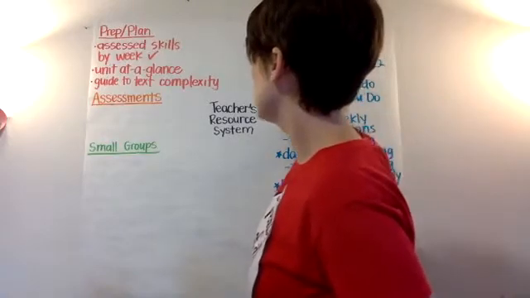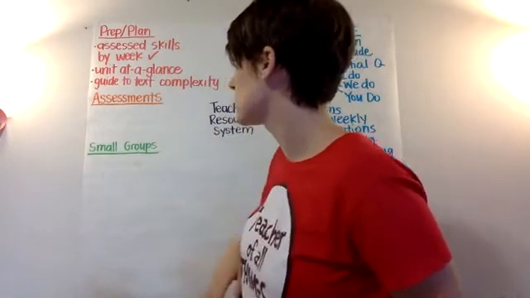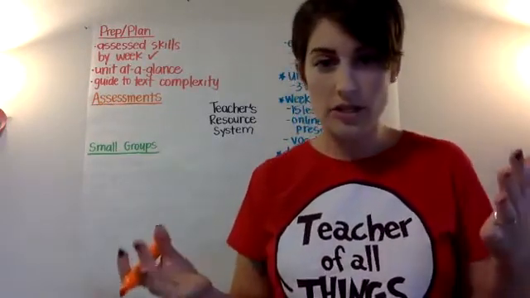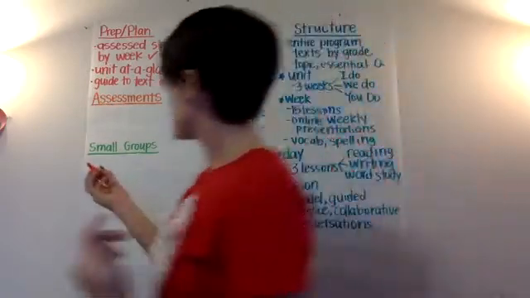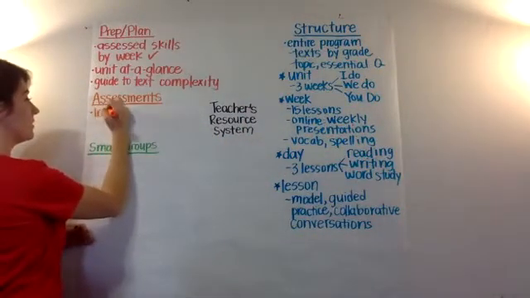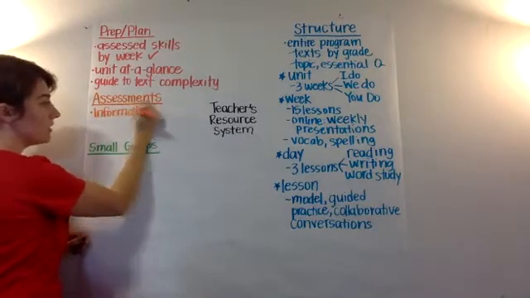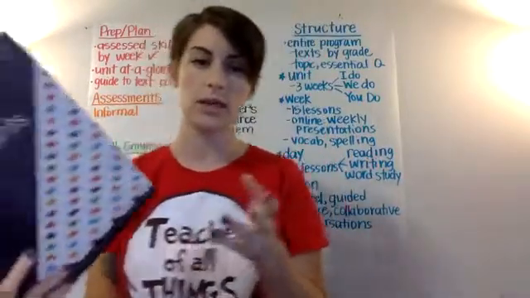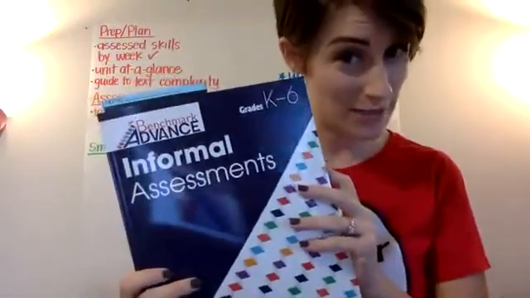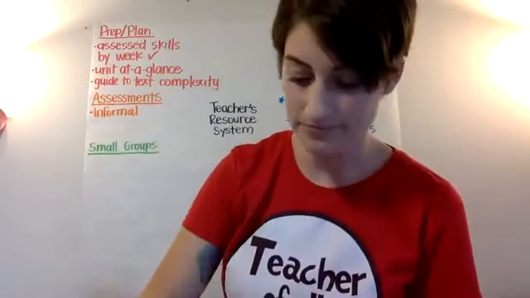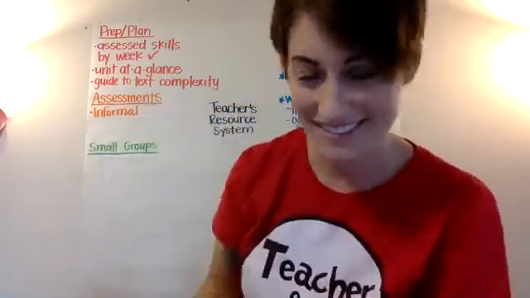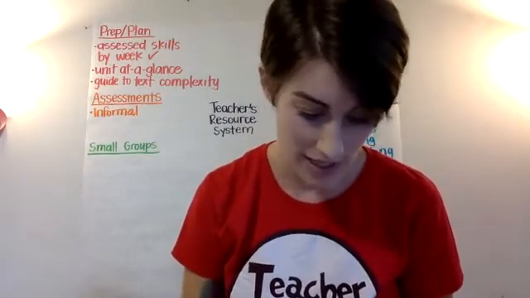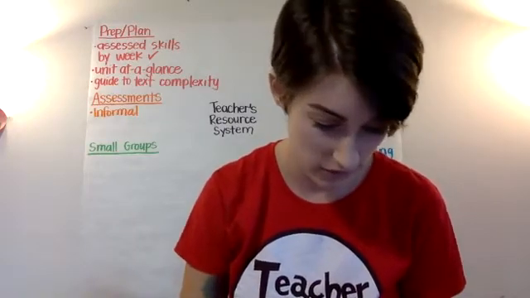Okay, let's go over to assessments and then we'll talk about small groups. So assessments, it's a combination of informal and formal. So your informal assessments, if you need something to help you with your observations, there's this book called Informal Assessments. In here, and this is the first time I'm pulling this out, so thank you for making me challenge myself and realize that there's more than I even was using.